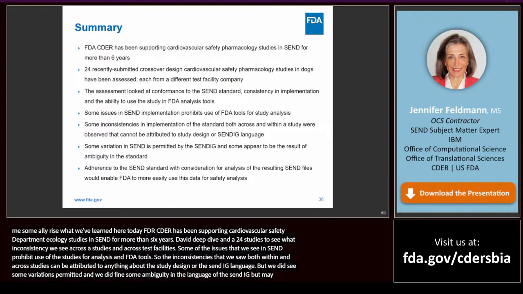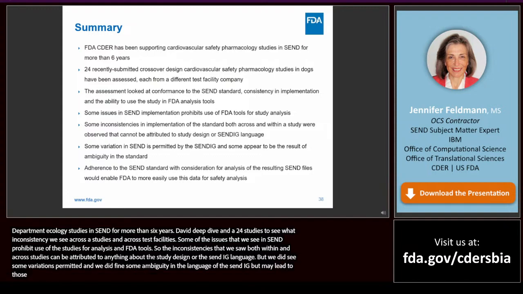And certainly across the safety pharmacology studies and all studies, adherence to the standard with considerations for analysis would enable FDA to more easily use this data for safety analysis.